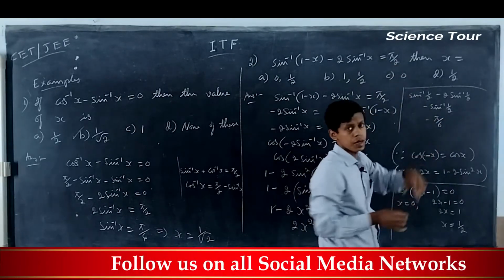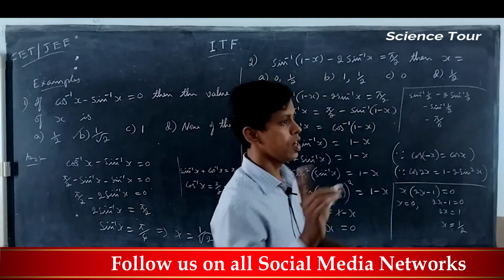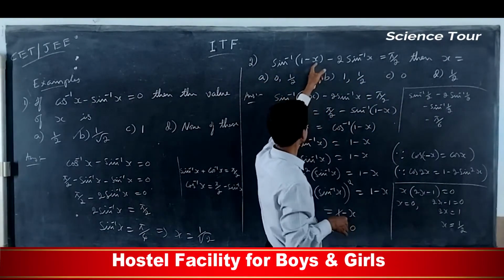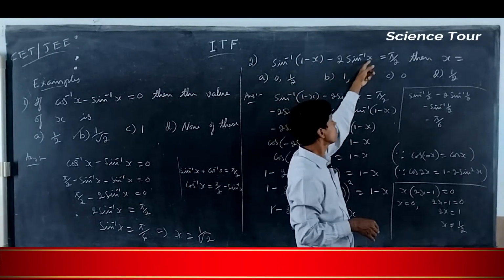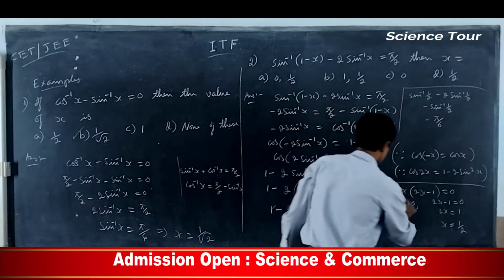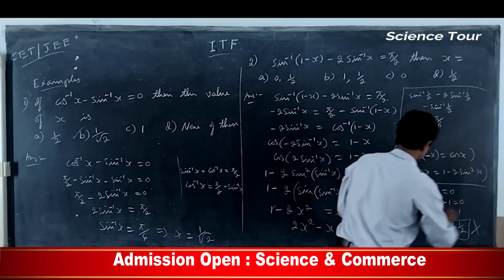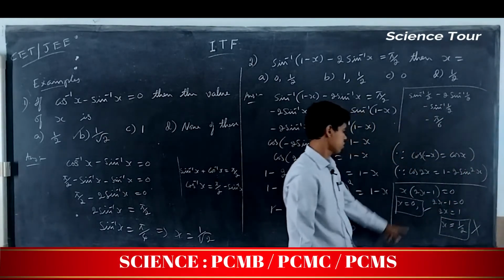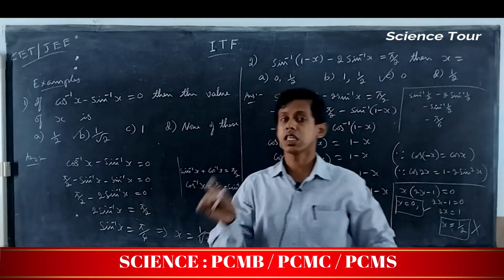So are you getting pi by 2? No, it does not satisfy. When will it satisfy? Only when x is 0. If x is 0, sine inverse 1 is 90, sine inverse 0 is 0, so the answer will be 90. So only this value will satisfy. This value does not satisfy. So only x is equal to 0. Therefore, option C is the answer, not A.